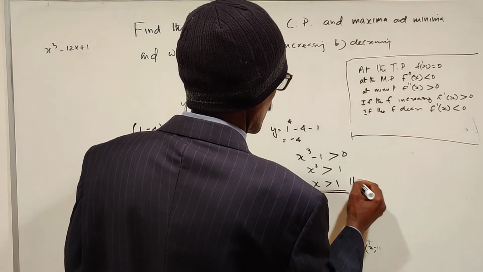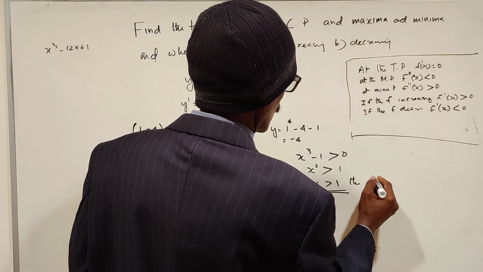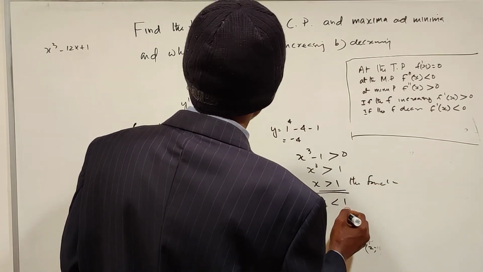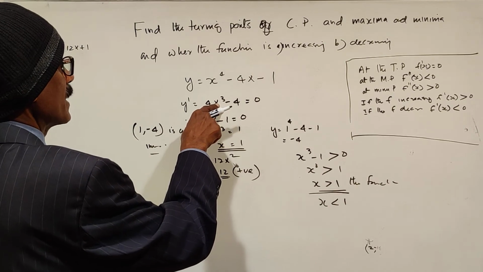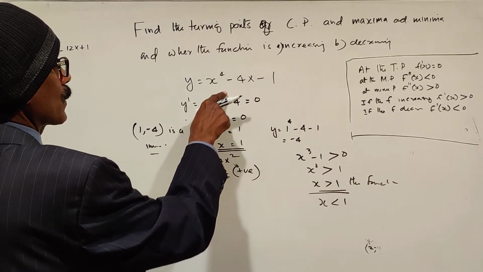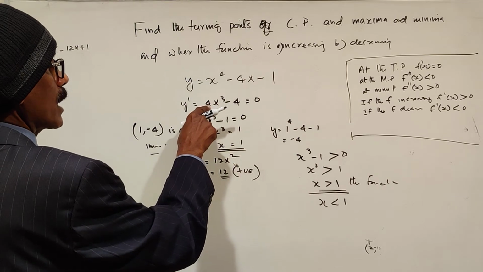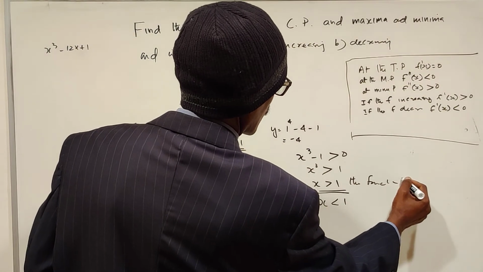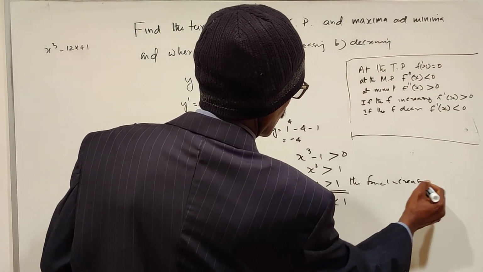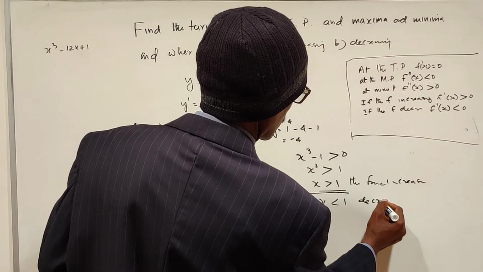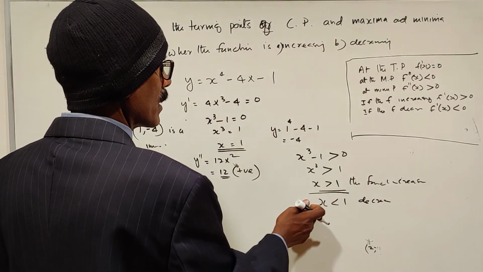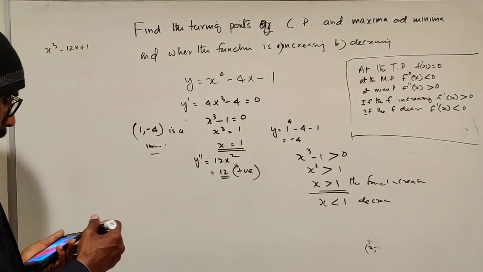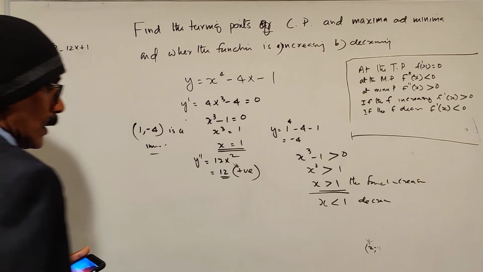Then the function is increasing. What happened to x less than 1? When x is 0, 0 cube is 0. 0 times 4 is 0. 0 minus 4 is negative. So this is an increasing function, this one is a decreasing function. When the value is less than 1, the function is decreasing. When the value is greater than 1, the function is increasing. Okay? That is easy. Okay, next one.